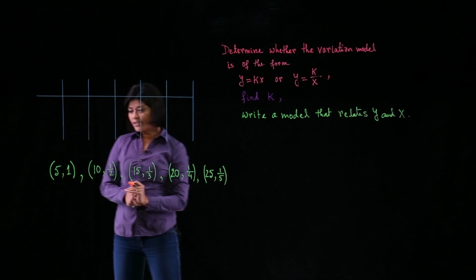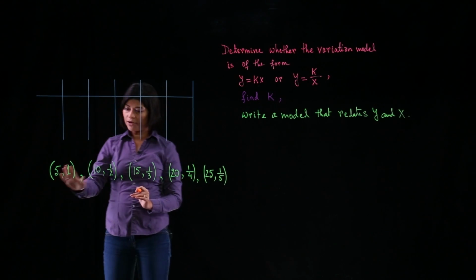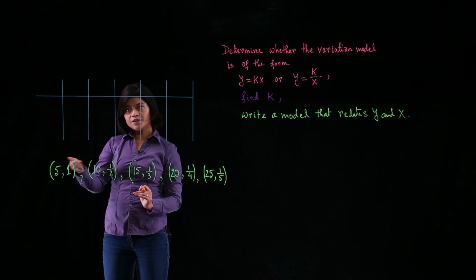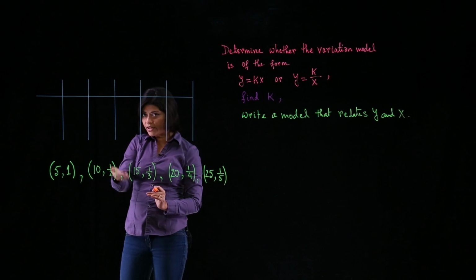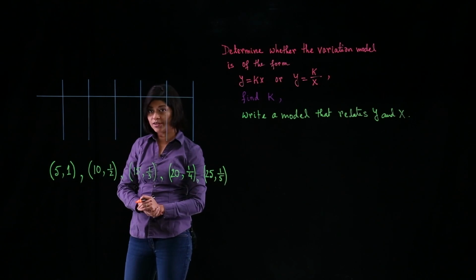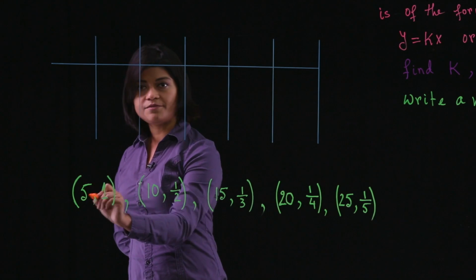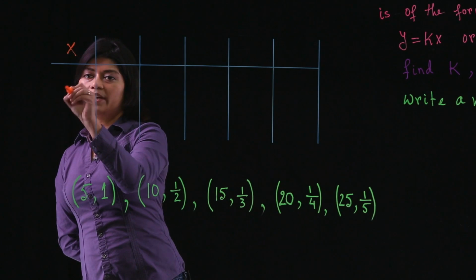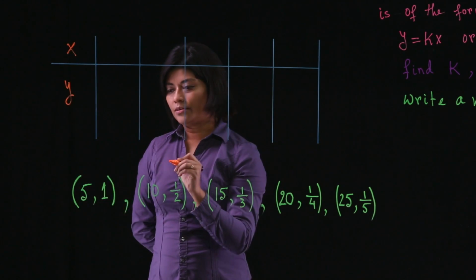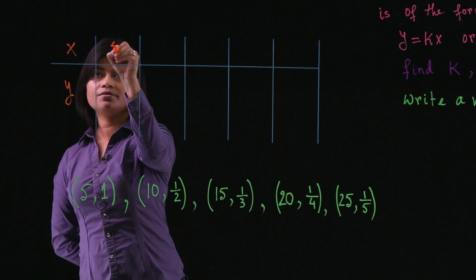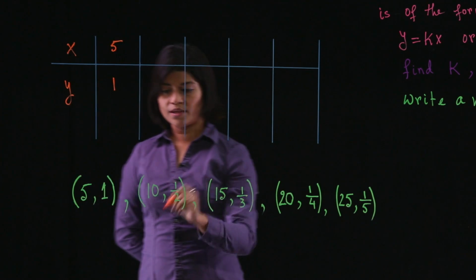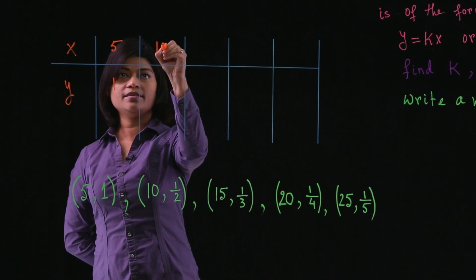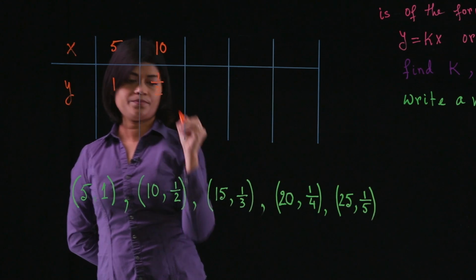So what we can do is we can write a table and write down all these ordered pairs as x, y, and then try to figure out if y is directly related to x or inversely related to x. So the first point is 5, 1. So in the table, I'm going to put x values and y values. Okay, so when x is 5, y is 1. Next ordered pair is 10, 1/2. So x is 10 and y is 1/2.